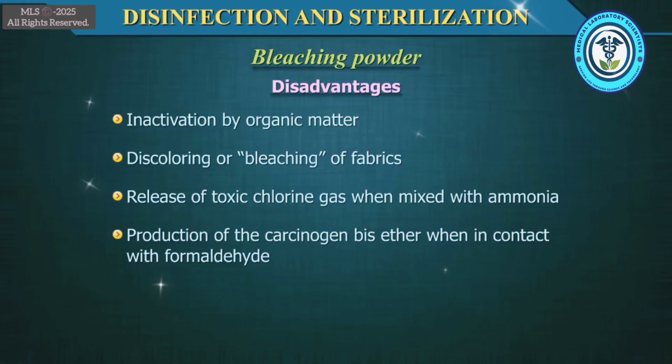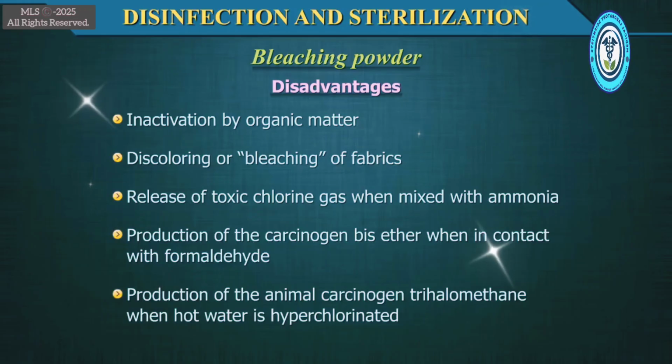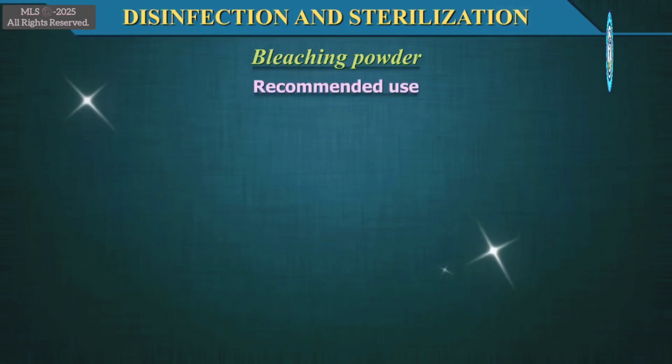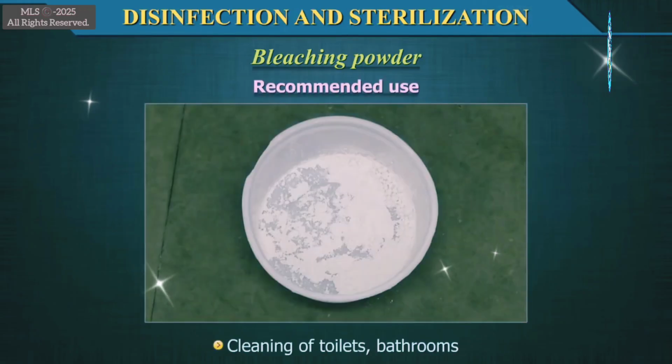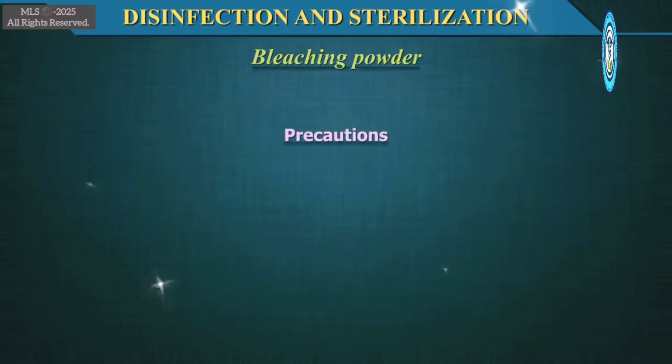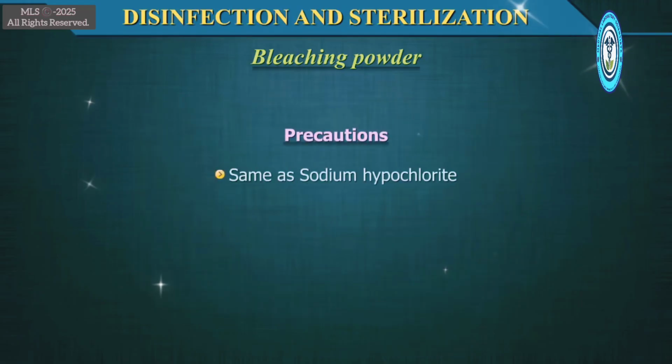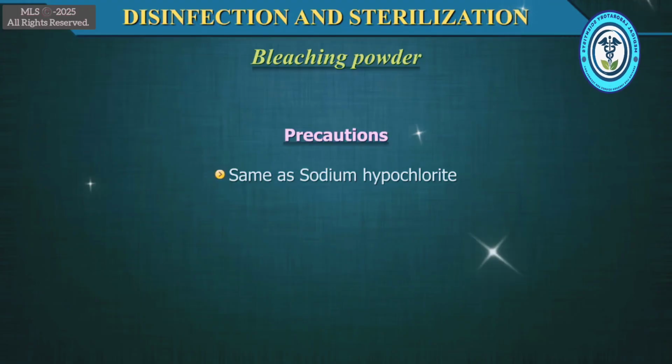A potential hazard is production of the carcinogen bis(chloromethyl) ether when hypochlorite solutions contact formaldehyde, and the production of the animal carcinogen trihalomethane when hot water is hypochlorinated. Recommended use of bleaching powder: cleaning of toilets, bathrooms. Precautions: use in well ventilated areas, use protective clothing, corrosive to metals, same as sodium hypochlorite.